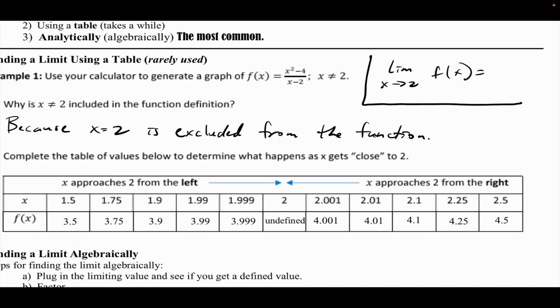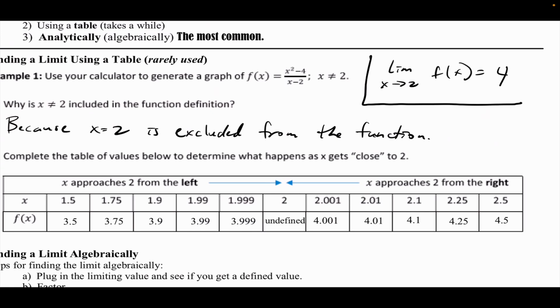4.5, 4.25, 4.1, 4.01, 4.001. Where is this side going? It's also going to 4, right? It's getting closer to 4. So both sides appear to be approaching what number? 4. So we say the limit is 4. Okay, the limit is 4.